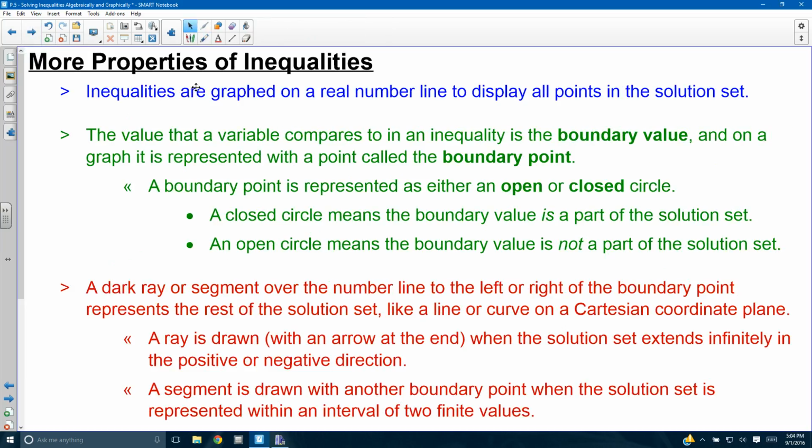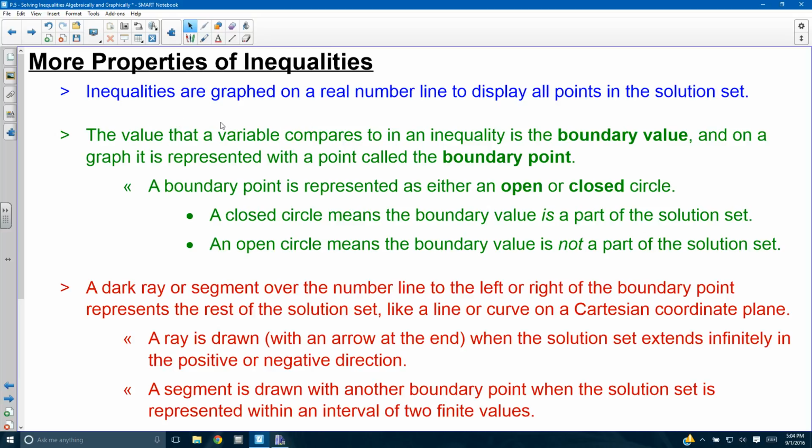Okay, some more properties of inequalities here. Now I'm going to start looking at the visual aspect of it, how they're graphed. Inequalities, at least when solving just for one variable, are graphed on a real number line. When x is greater than a number, or when x is less than a number, you want to indicate all of the values that x could possibly be. So we're going to graph them there, and I'll explain how that graph kind of works.